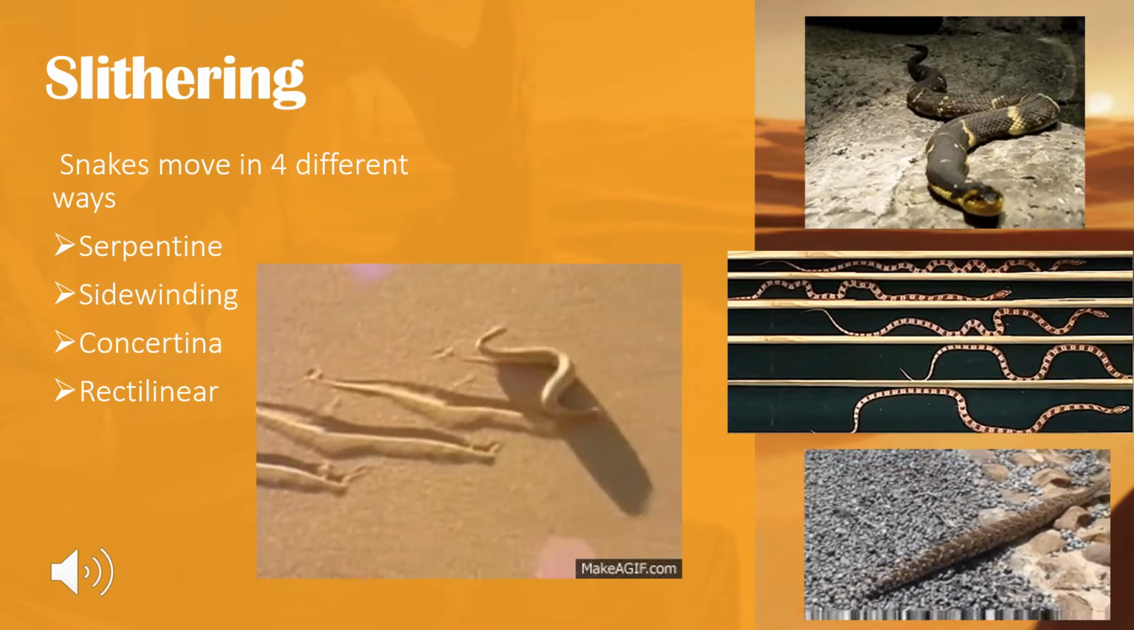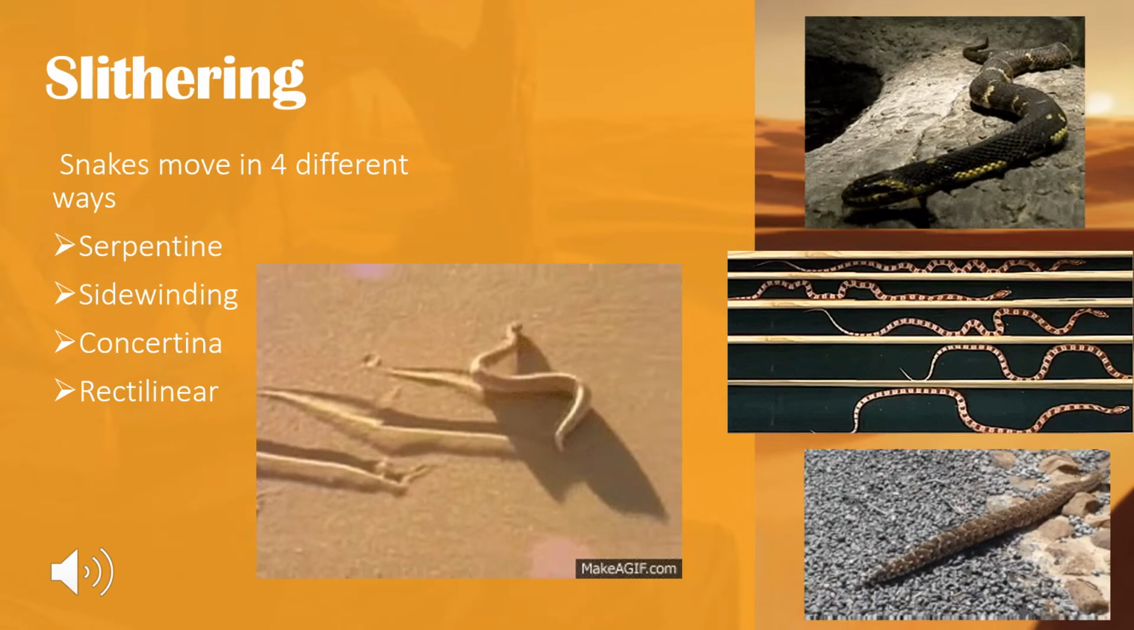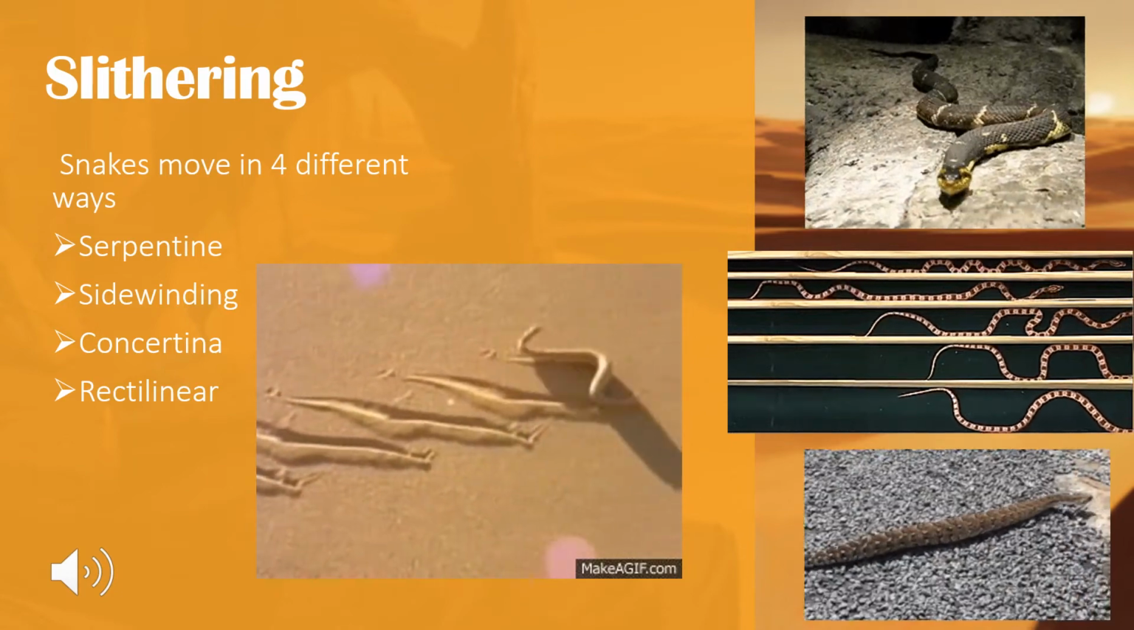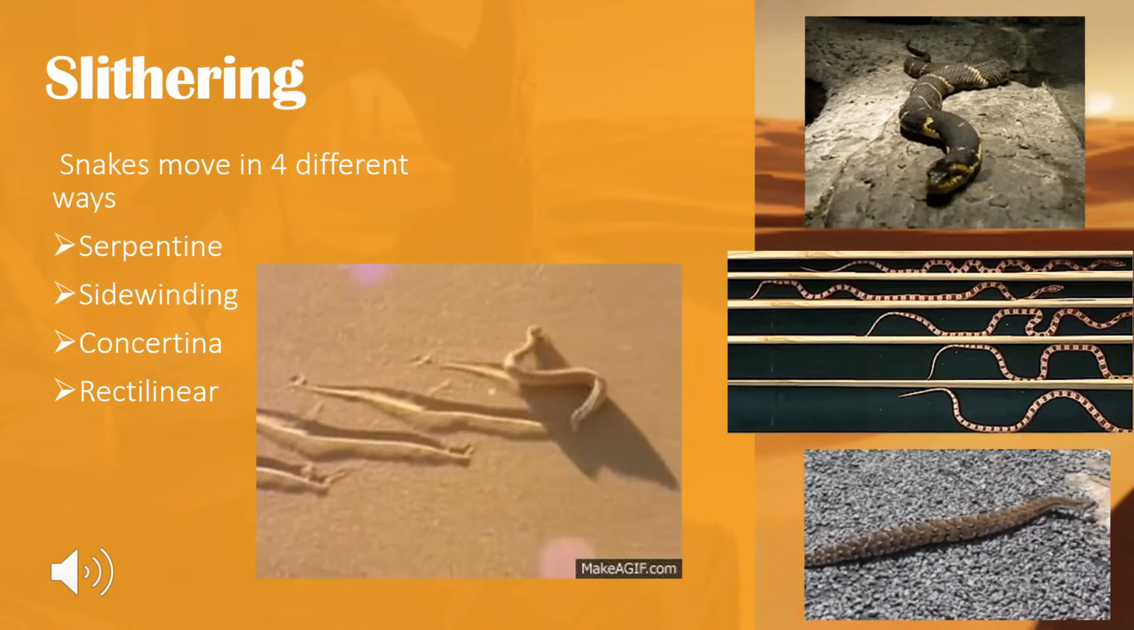The most common one you'll see is a serpentine, and that's when the snake moves in the S formation. It stays on the body during this and uses their muscles to flex in an S shape. Next is sidewinding.